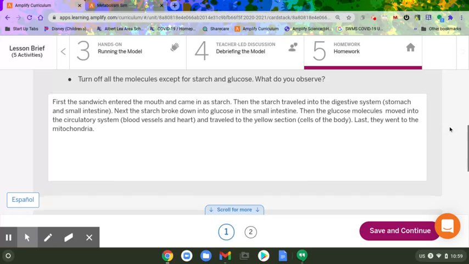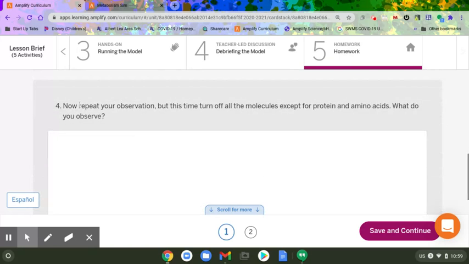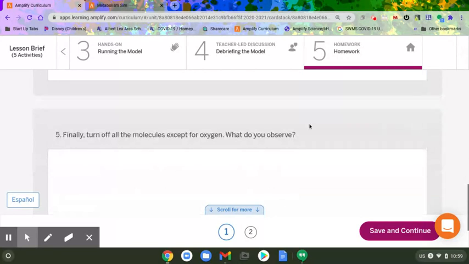Okay, so there are 2 more questions. Again, you're going to repeat the process. You're going to feed it a sandwich, but you turn off everything except for protein and amino acids, which watch the next video. I will show that if you can't load the sim or don't want to load the sim and you just want to watch the video. And I'll do the same thing with oxygen, just have it play oxygen.